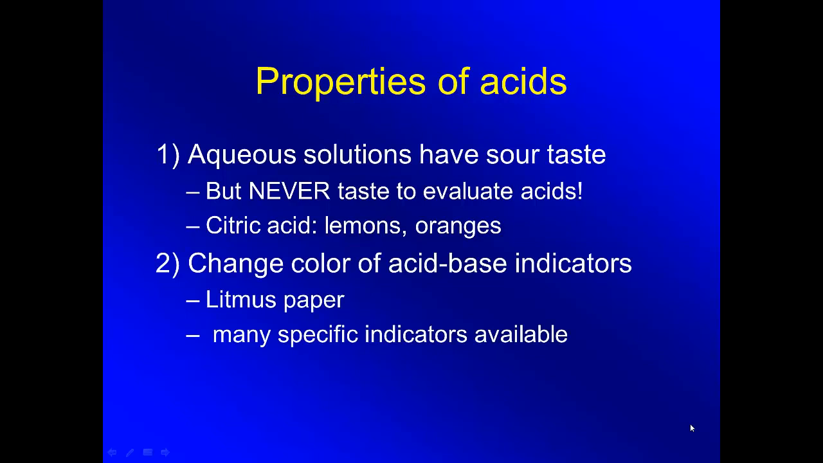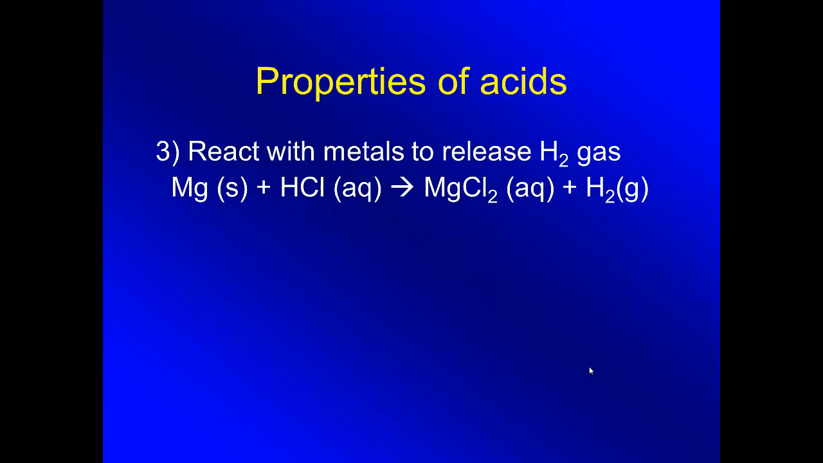Number 2, they can change the color of acid-base indicators. Litmus paper, and like it says in the color of the book on the front, expect that you know that litmus changes bases blue and acids red. And litmus paper is just a type of indicator. We're going to talk more about indicators when we look specifically at the neutralization reactions.